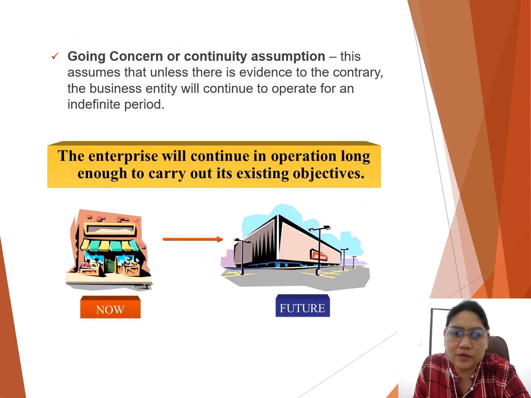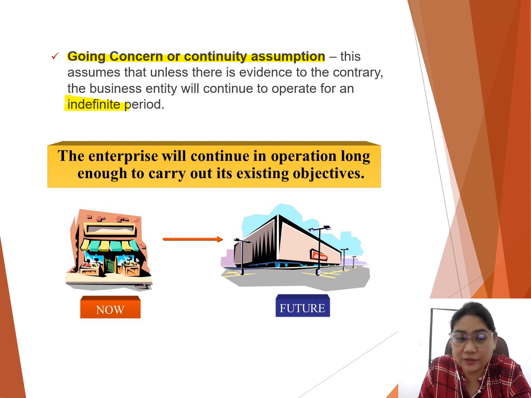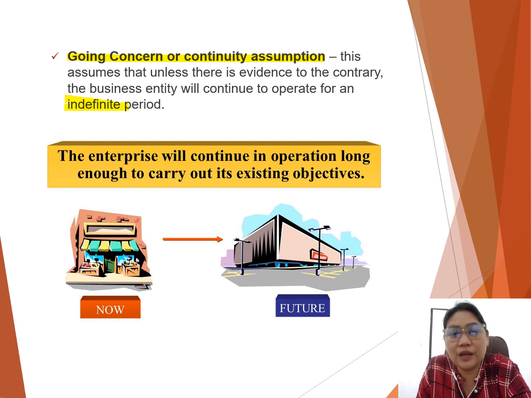The next one is the going concern or continuity assumption. So, when we say going concern, you will treat the business as if it will continue to operate for an indefinite period. When we say indefinite, iba ito sa infinite. Pag infinite, walang katapusan. Pag indefinite, may katapusan pero hindi mo lang alam kung kailan. Okay, parang buhay natin. We know that our life will end but we don't know when. So that's why we live as if we will still be alive tomorrow.